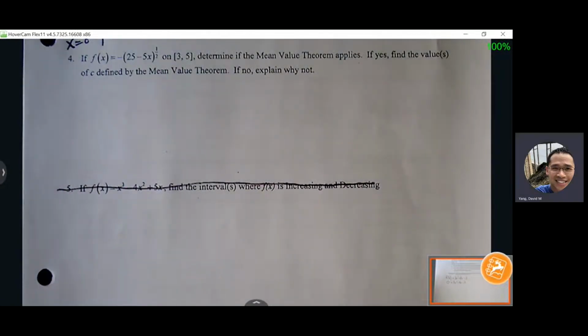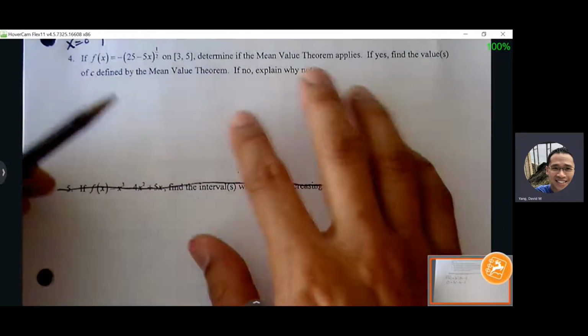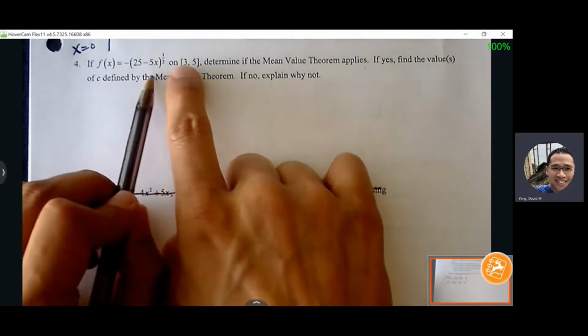Okay, we have a function, negative root 25 minus 5x on the interval from 3 to 5. Determine if mean value theorem applies. So the first thing is we want to determine, is there any issue with continuity or differentiability? I'm just going to do a quick test here.